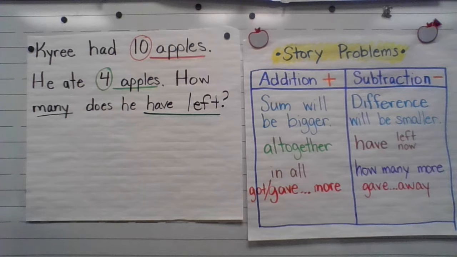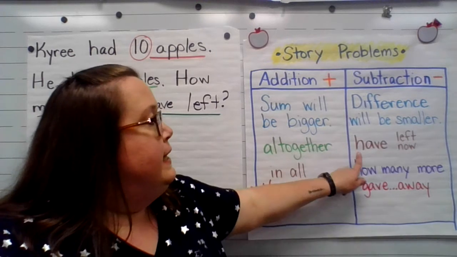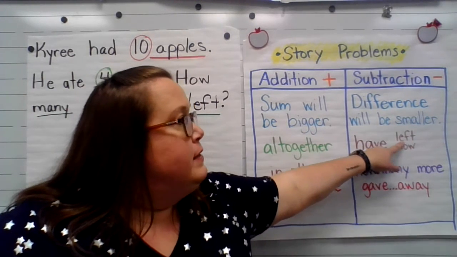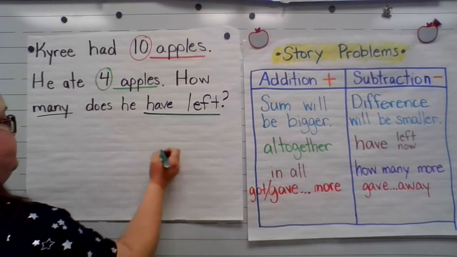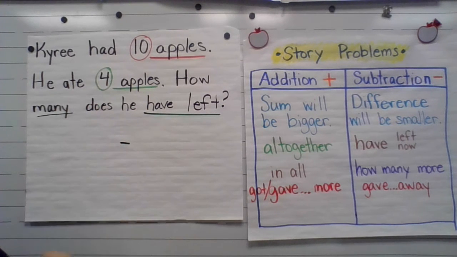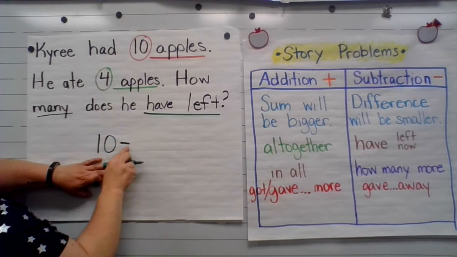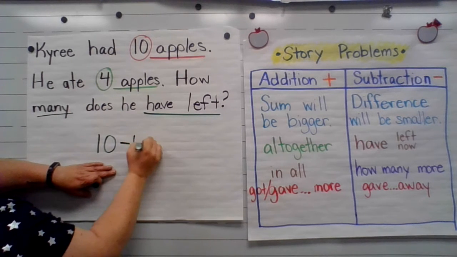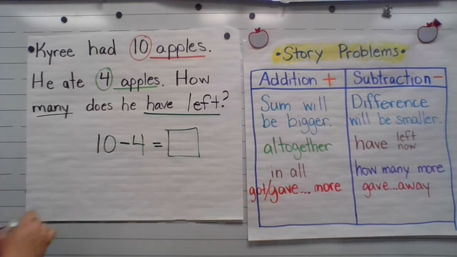Now, if we went over here to our poster, I see have left. Have left is a good clue that we are going to use subtraction. So I'm going to write my number sentence over here using the numbers and using the subtraction, that we're going to subtract. 10 minus 4 equals, and the number that we don't know yet, we have to figure out, I'll put in that box later. All right? Okay, so I'm going to start drawing a picture.